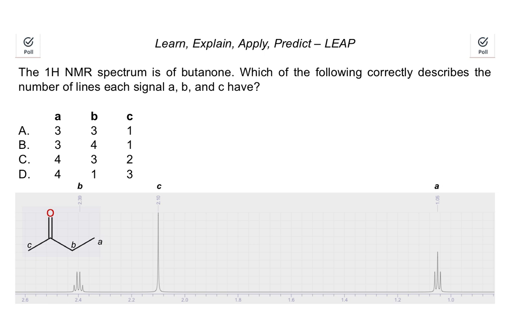So here we said number of lines, A was 3, so that would eliminate choices C and D. B was 4, so that would eliminate A. B would be the correct answer because C is 1 line.